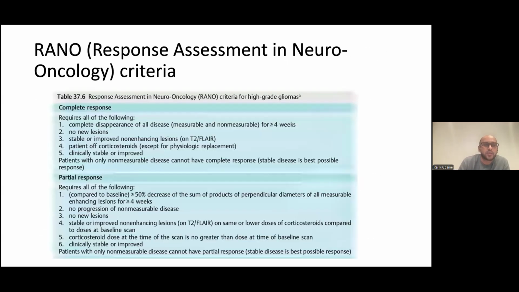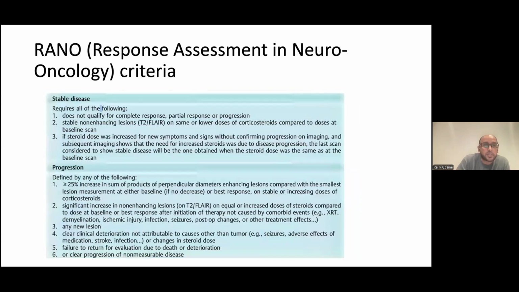It's an MRI-based criteria, and it's measured by the disease appearance on MRI, as well as the patient's clinical status and the dependence on medications such as corticosteroids. It can fall in the categories of a complete response, a partial response, stable disease, or progression. And this would obviously determine prognosis, the need for further treatment, or how they fare off of completed treatment.